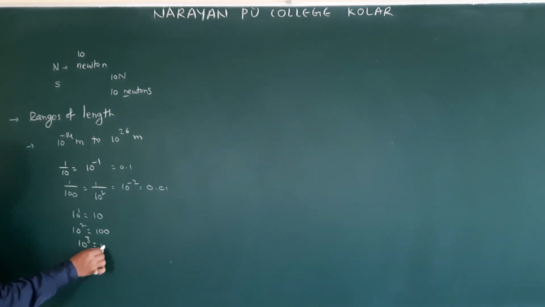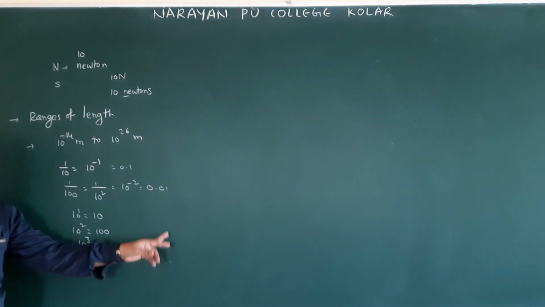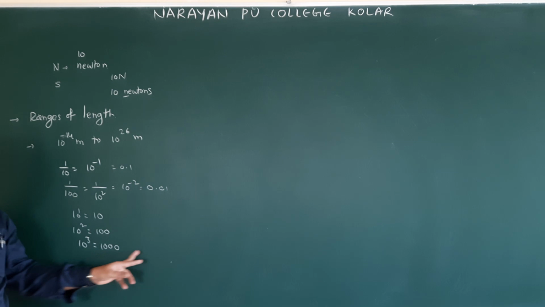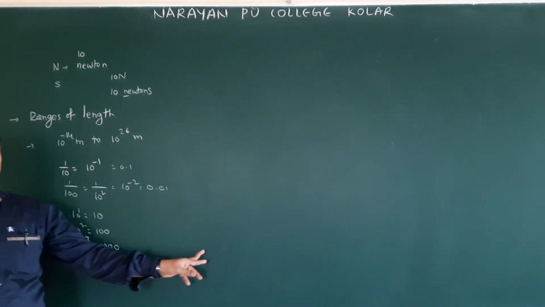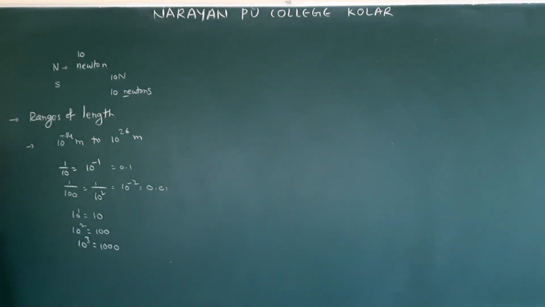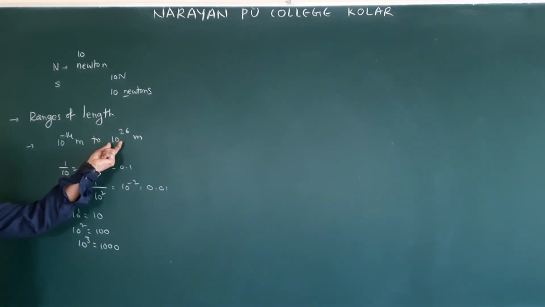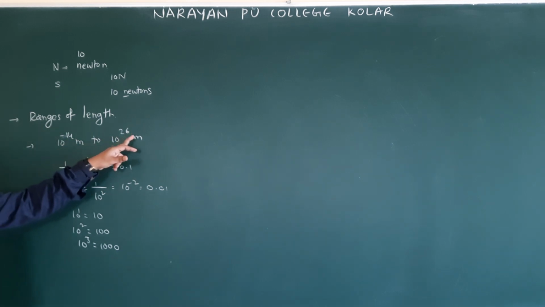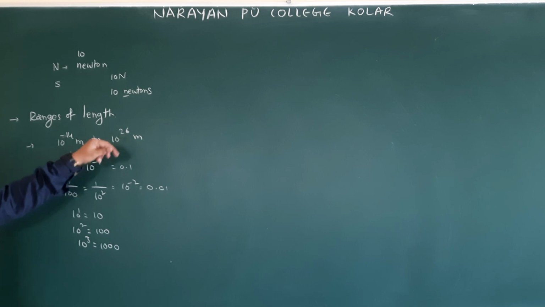100, 10 cube, 1000. So this is a bigger value, like 10 power 26. Almost you will be getting 26 zeros, an even bigger value. We can't read it simply, so for our convenience we write it like this. This is the range of the length. The minimum length is 10 power minus 14, and the maximum we can take is up to 10 power 26 meters.